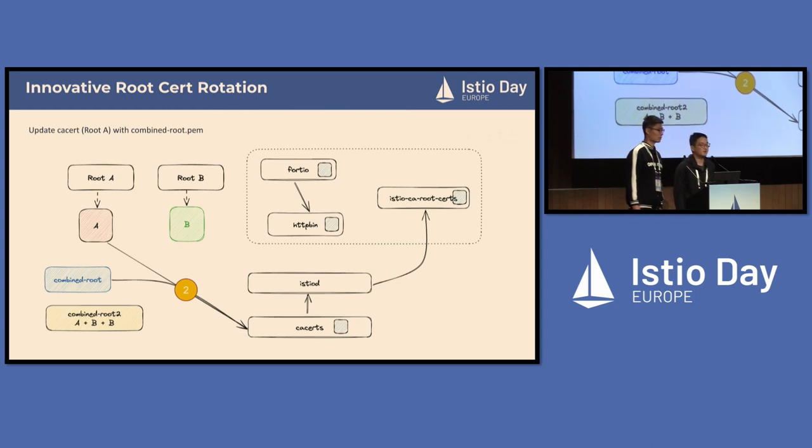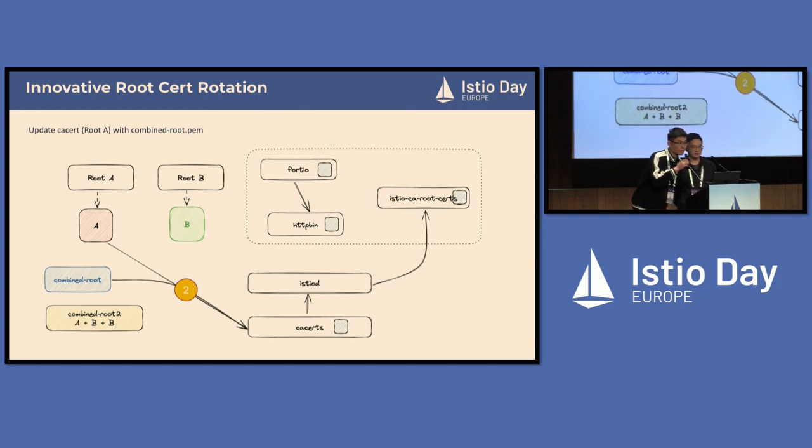So, sorry, can you repeat your question? Okay, so in this new feature, first you have a root CA A installed into your system, and I want to rotate this root CA. So I have to combine my old one and my new one, and after that I have to remove the old one, or I just need to push the new one and the system will undo it for me. Are you asking if you should remove the old CA?